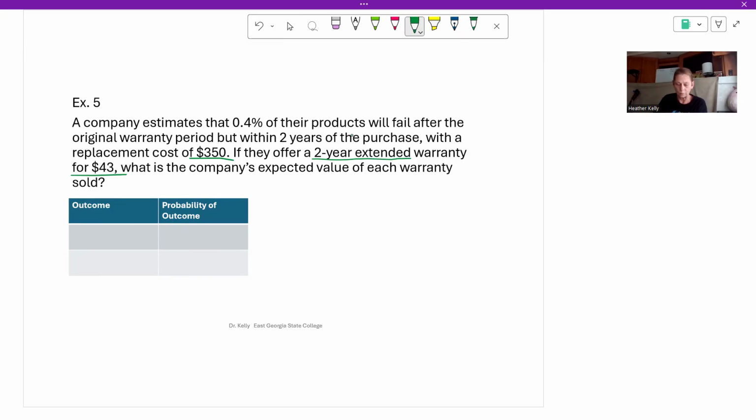Okay, so what are our two outcomes? Well, first we've got the product fails. And product does not fail.